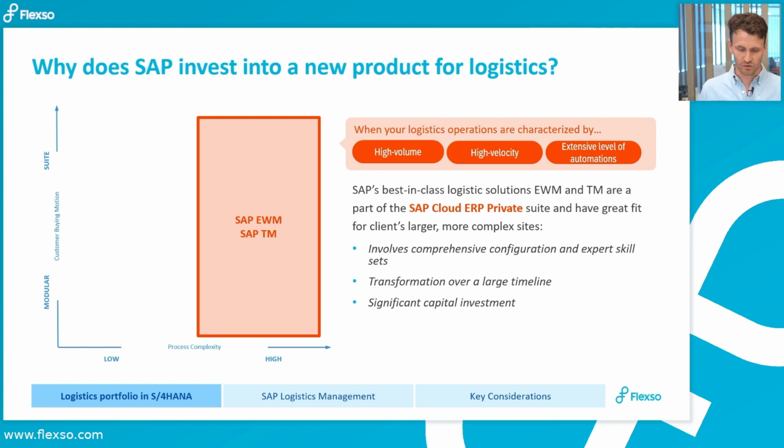So again, if you look at the matrix, we see the process complexity. Whenever your warehousing, your transportation, your logistics and money in general reaches a particular point of complexity, a high complexity, high volume, high velocity, a certain level of automations, EWM and TM is the best in class, is the go-to solution on SAP.